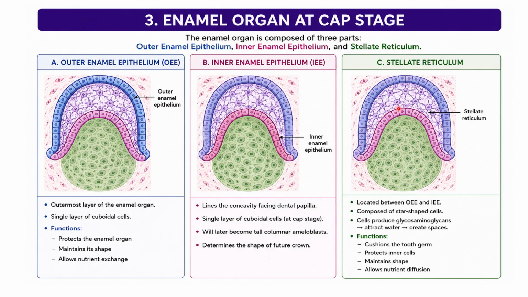Next is the stellate reticulum. It is composed of star-shaped cells and these cells produce the glycosaminoglycans which attract water and create spaces and the main function includes cushioning the tooth germ, protecting the inner cells, maintaining shape and allowing the nutrient diffusion.